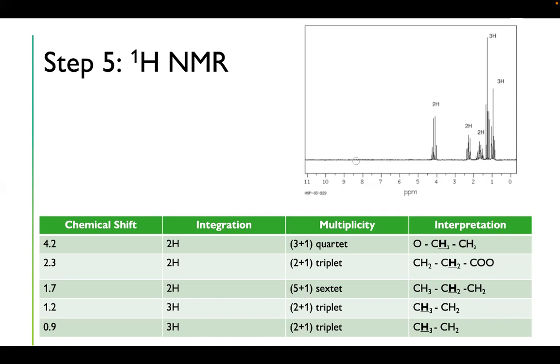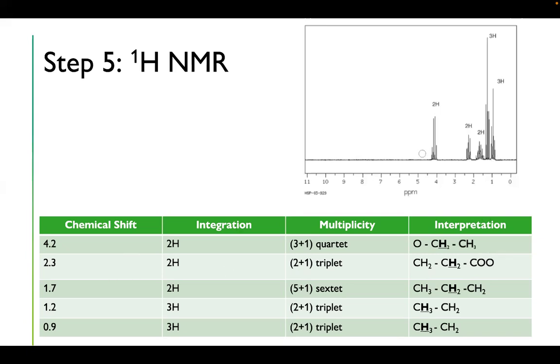Our next chemical shift is at 2.3, this one right here. It also represents two hydrogens. It is a triplet, and so we can deduce that it has two hydrogens on adjacent carbons. It's also a little bit more downfield than our alkyl groups. So we can also deduce that this one is bonded to the carbon that is bonded to both oxygens in the ester group.